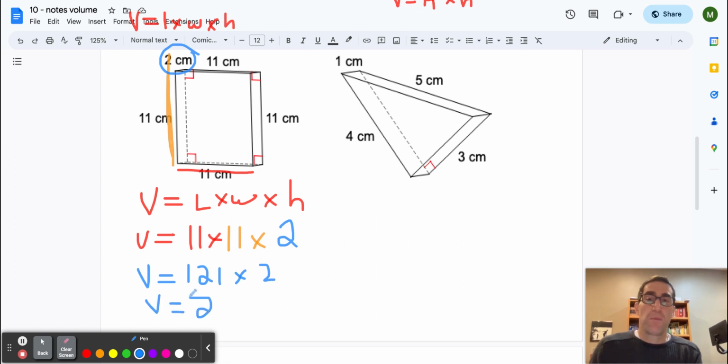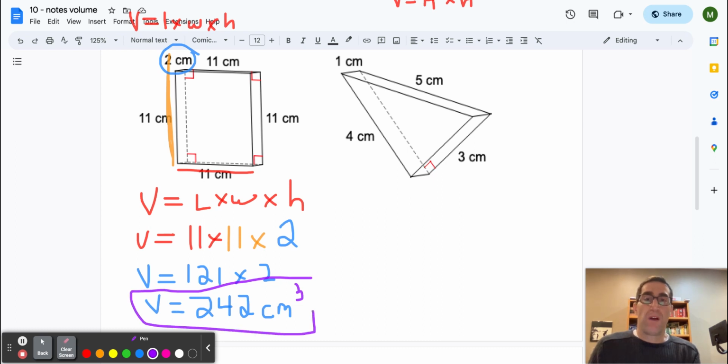Now this is the first time we've used this measurement. We're going to say 242, in this case centimeters. Those are our units of measurement. But centimeters, take a look at this, to the third power. We multiplied three numbers. So our volume is 242 centimeters cubed, or to the third power.